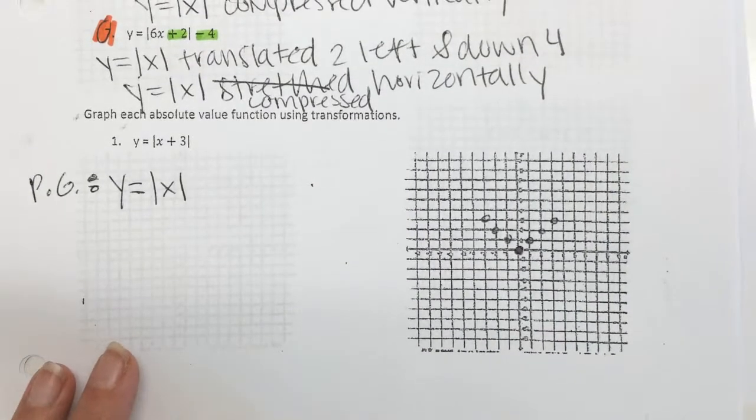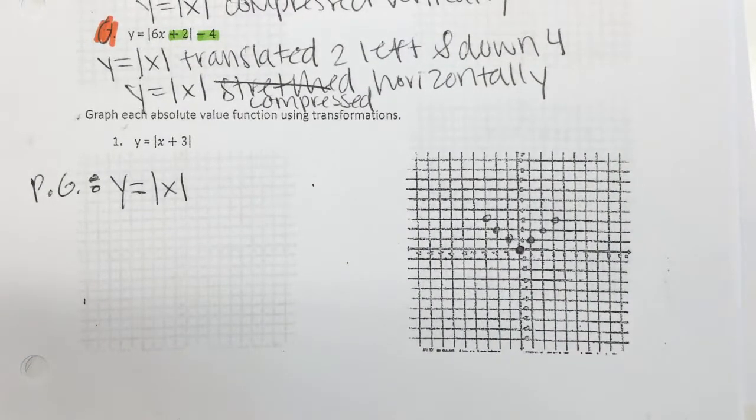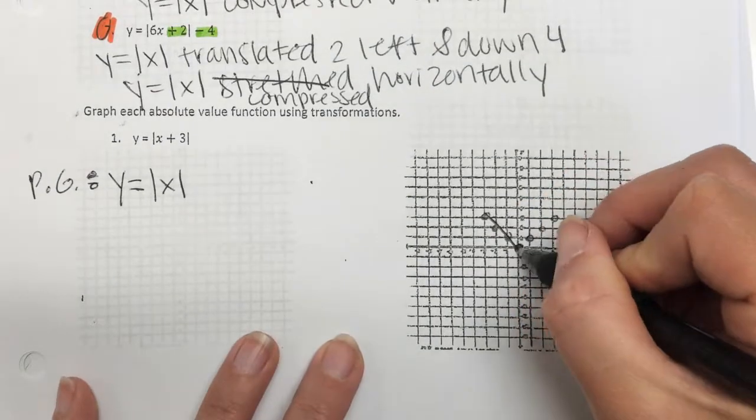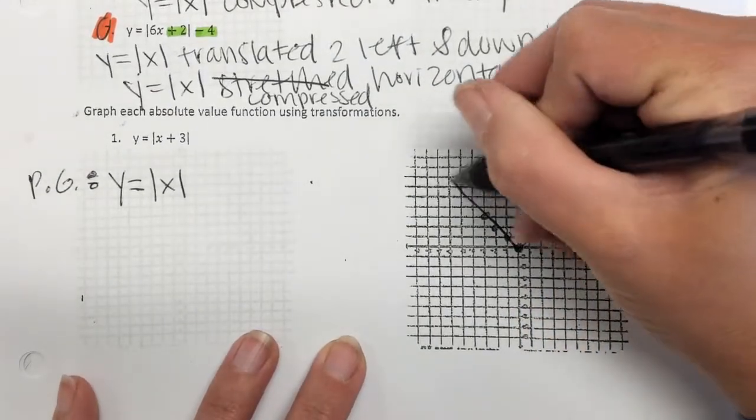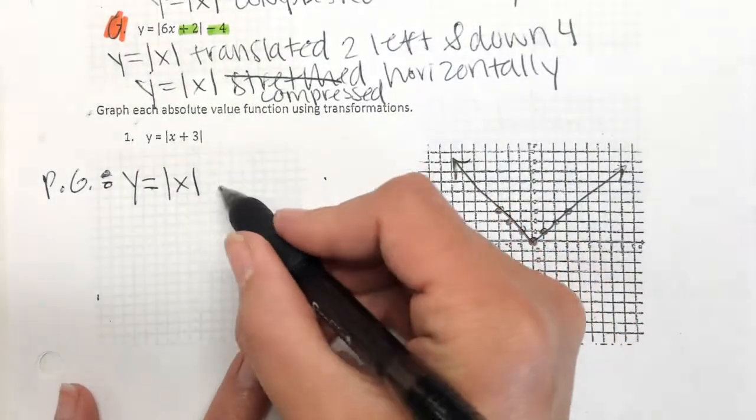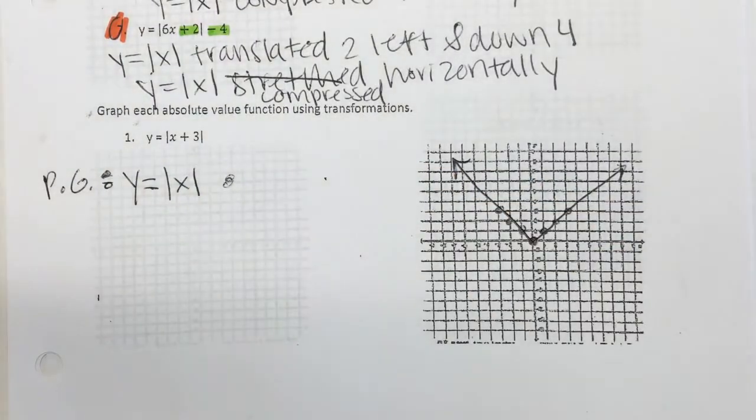I want you to draw that in either pencil or pen or whatever color, but you're going to do your transform graph in a different color. Make sure you put beside parent graph that this is the color you used, so you can keep up with that.